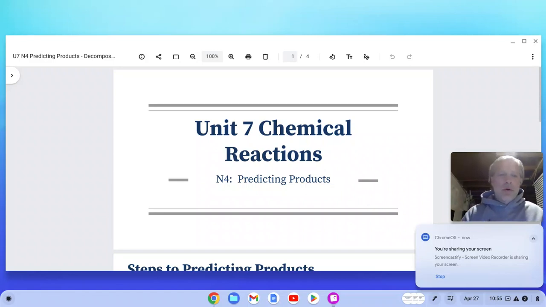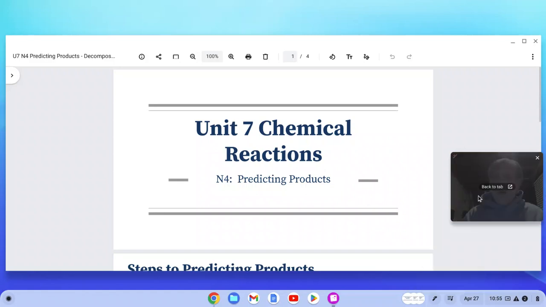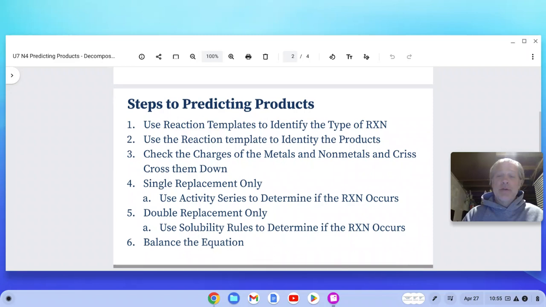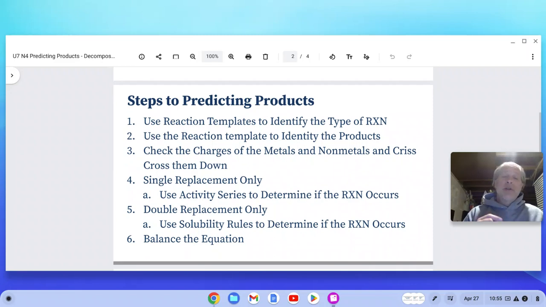Okay, so now we are going to talk about predicting products, but specifically for when we talk about decomposition reactions. So again, we're going to use the reaction template to figure out the type of reaction, the reaction template to figure out what the products are going to be. We're going to check the charges of the metals and nonmetals and crisscross them down. If it's a single replacement reaction, we'll use the activity series of metals. If it's a double replacement reaction, we'll use the solubility rules, and then we'll finally balance the equation.